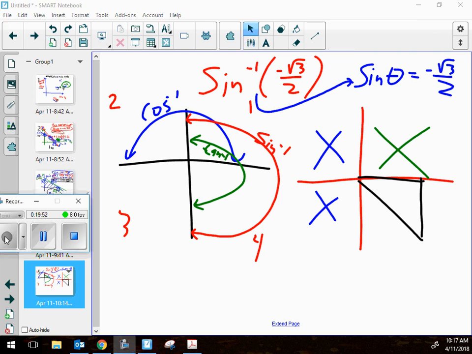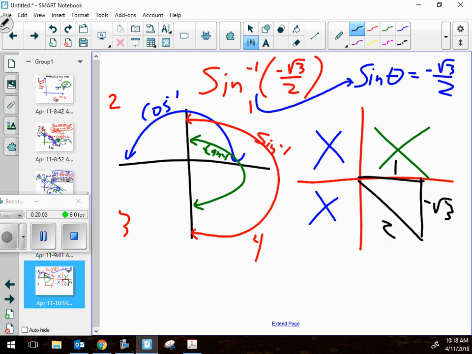Okay, let's finish this one up. So, sine is opposite over hypotenuse. Opposite is negative root 3. Hypotenuse is 2. This must be a 1. This must be a 60. But you don't really say 60. You actually say pi over 3. But this is a big moment in inverse trig.